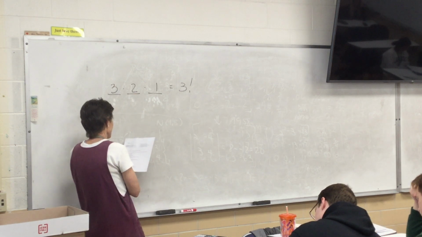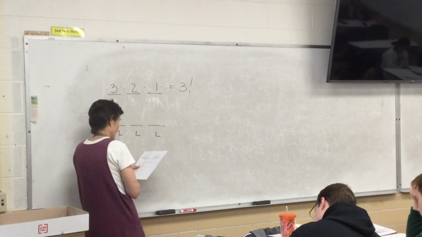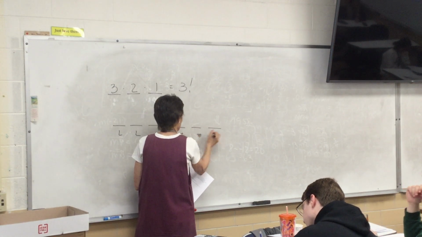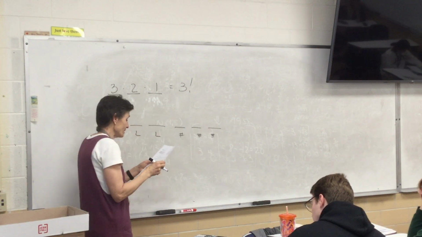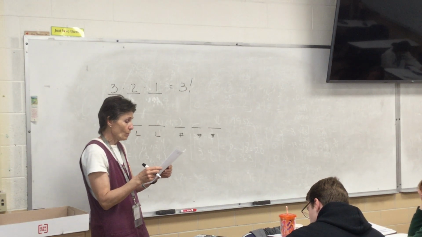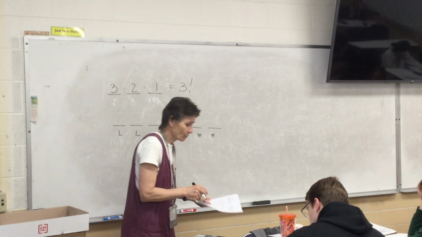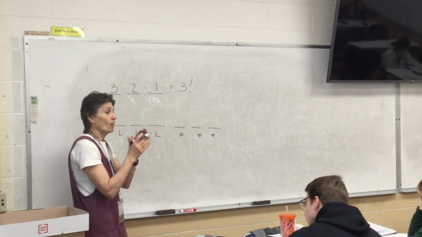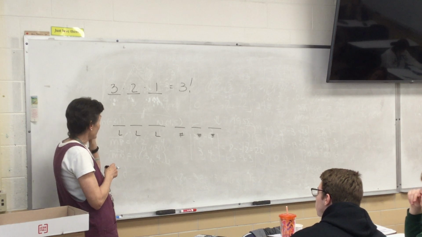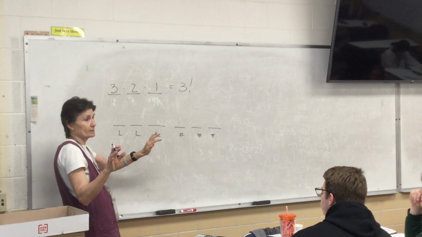A license plate consists of 3 letters, so letter, letter, letter, followed by 3 digits, number, number, number. Find the number of plates possible if there are no restrictions. Now, what that means is you're allowed to put whatever letters you want and whatever digits you want. There are no rules.